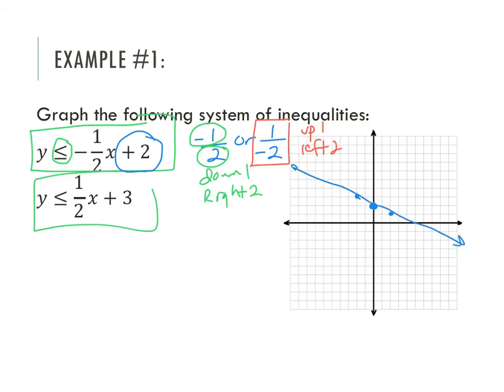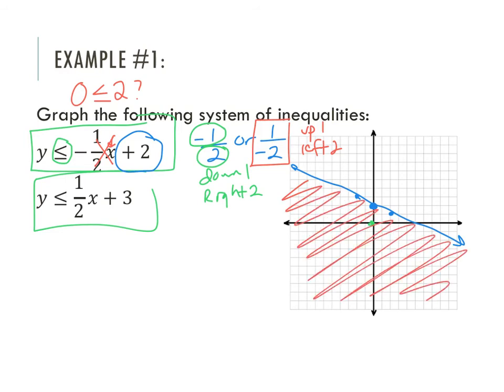I still want to test my point here, so if I sub in the origin, looks like I'll get 0 less than or equal to. Remember, if you sub in 0 here, that's gone. So it's 0 less than 2. That's true. So I would shade on that side of the origin. So that would be the first equation.